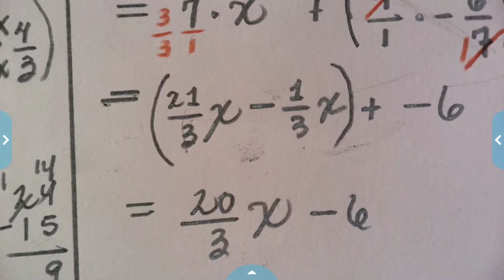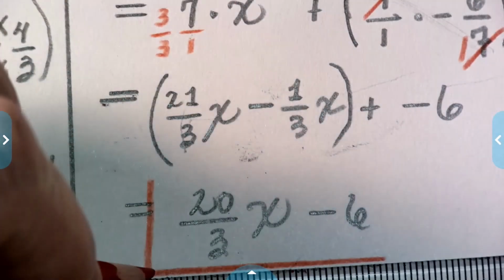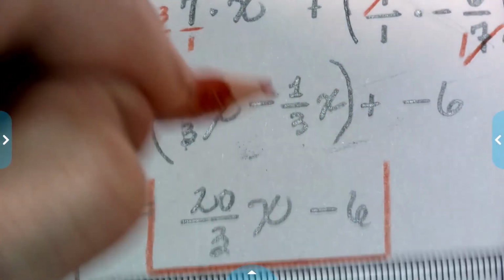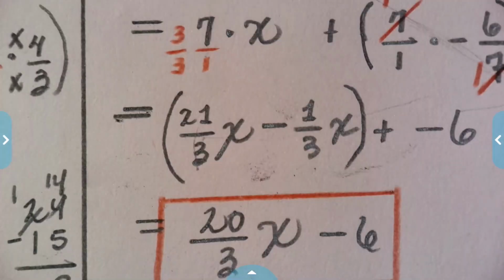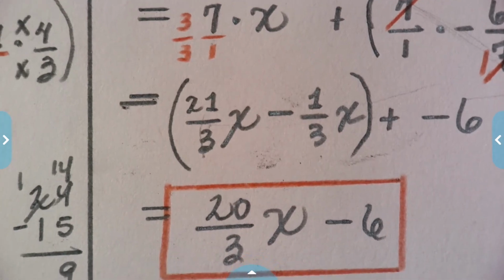And that, my friends, is that. That concludes this tutorial on combining like terms with the distributive property. And thank you so much for watching.